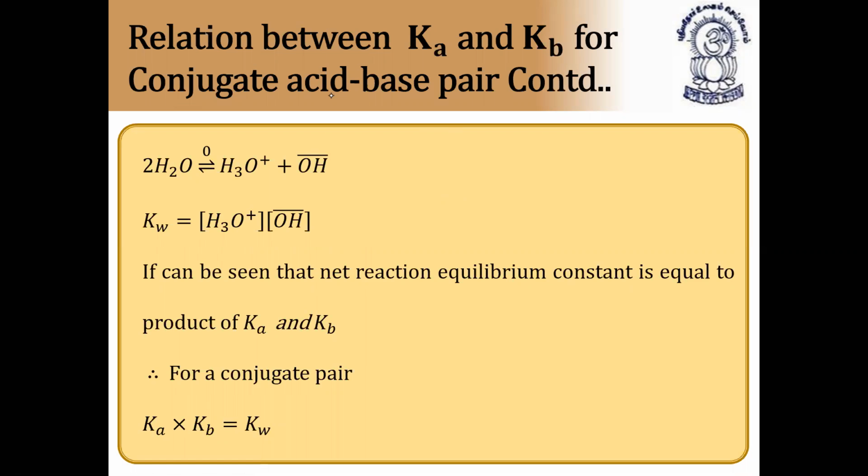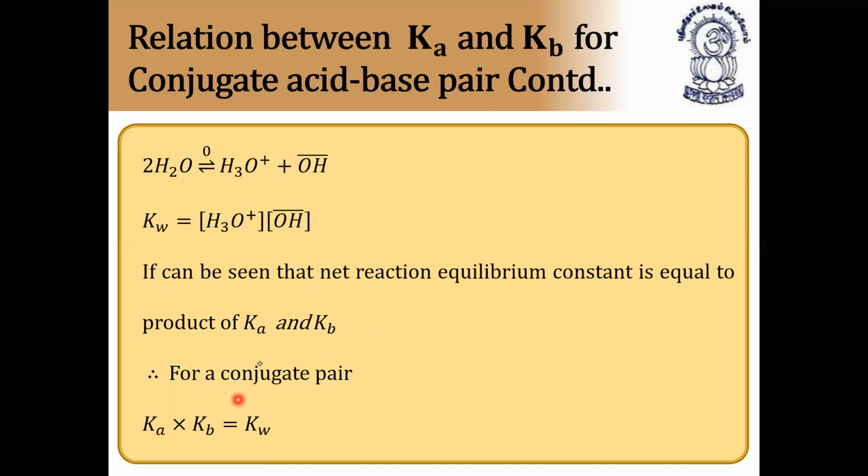Relation between Ka and Kb for a conjugate acid-base pair, continuation. Let us consider 2 moles of water giving H3O+ and OH-. So Kw is equal to the concentration of H3O+ into the concentration of OH- divided by the concentration of water. Since water is taken as unity, it can be seen that the net reaction equilibrium constant is equal to the product of Ka into Kb. So for a conjugate pair, Ka into Kb is always equal to Kw.